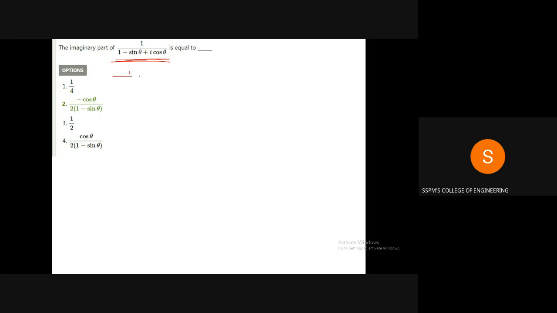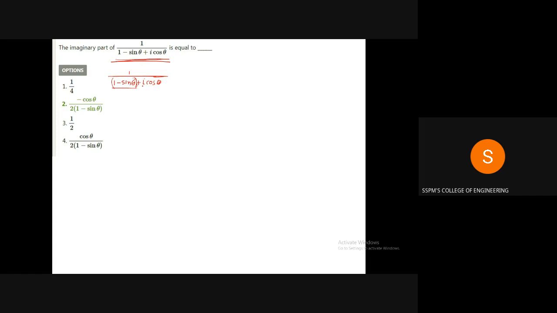Now what is given? 1 divided by 1 minus sin theta plus i cos theta. This is given here. If you see, the given number is a quotient, so it has a numerator and denominator. Whenever you have such a number, we will try to rationalize it. In the denominator, 1 minus sin theta is the real part and this is the imaginary part.